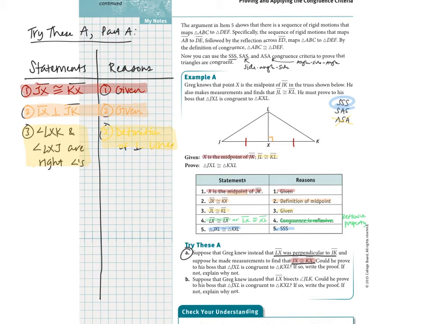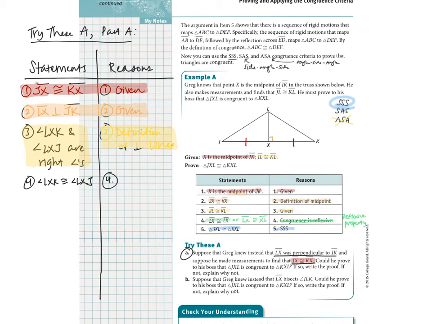Great. So thinking about this idea, if we know that angle LXK and angle LXJ are both right angles, then don't we know that they're congruent to each other? If they're both right angles, they both have to be congruent to each other. So I'm going to say angle LXK is congruent to angle LXJ. It's going to be step 4. And that's really saying that right angles are congruent. So that's what we're looking at. We know all right angles are congruent. We could even say our right angle congruence theorem.